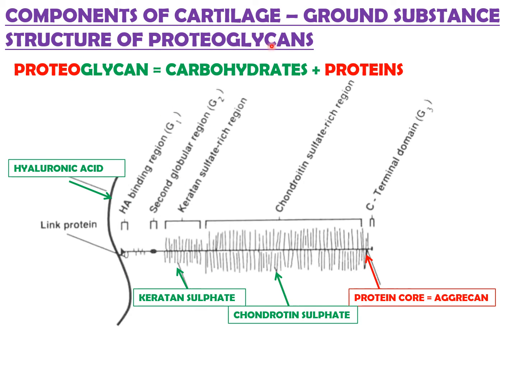Now, component of cartilage, first the ground substance, structure of the proteoglycans. Proteoglycan equals carbohydrate plus protein. Here you can see the hyaluronic acid, the link protein, keratan sulfate, chondroitin sulfates and the protein core, forming aggregates. So these are the components of the cartilage ground substance. The ground substance forms the major component and makes up 95% of the volume of the cartilage. The ground substance is made up of complex molecules containing protein and carbohydrate. This is the ground substance.